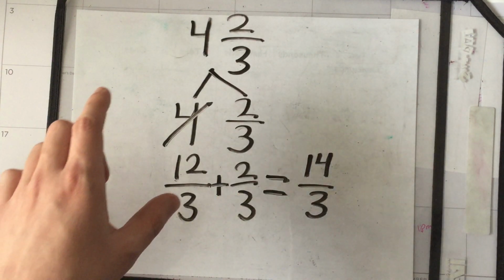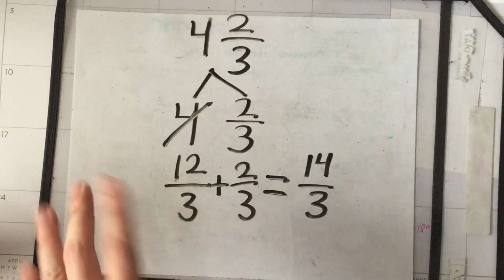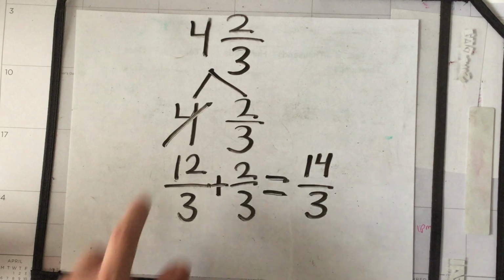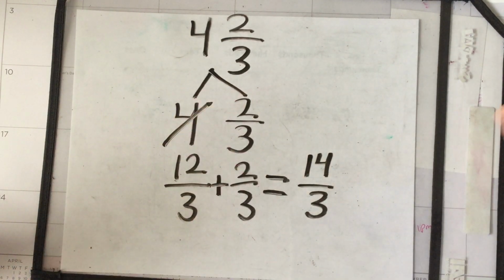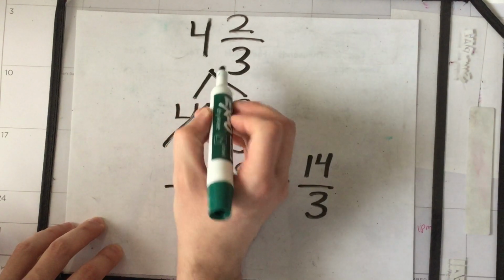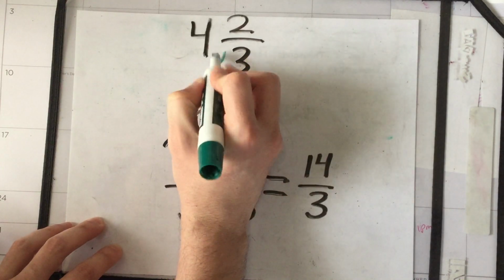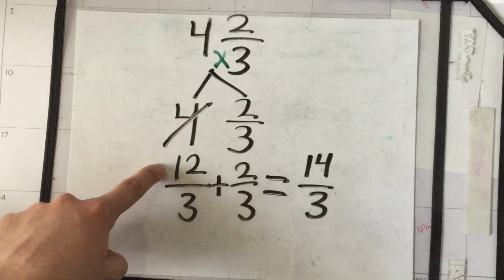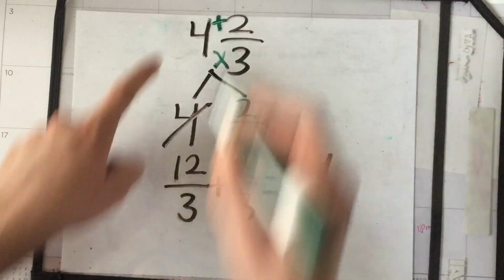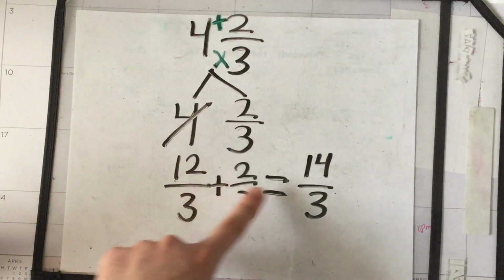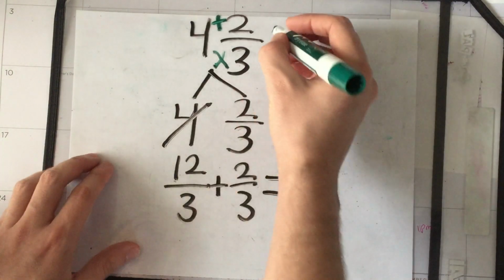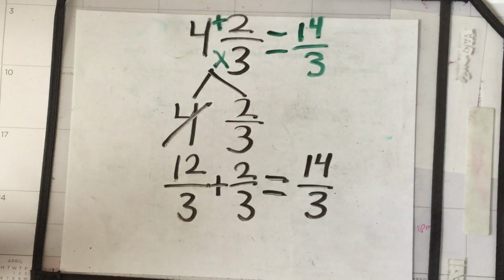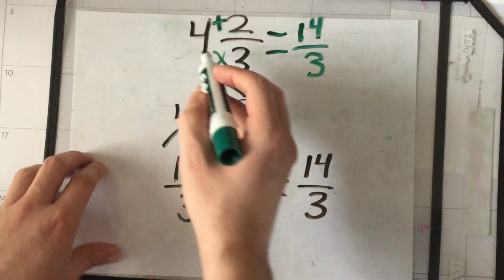Now, using that other method with a lot less work here on the page and a little bit more mental math, 3 times 4 is 12. 12 plus 2 is 14. 2 different methods to get the same answer.